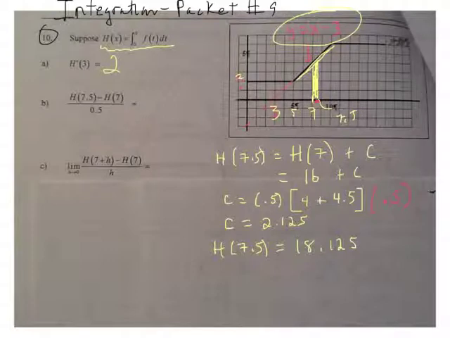So our value of h of 7.5 would be 18.125. Okay? Now the number up here says we're going to take h of 7.5, which I just established is 18.125, minus h of 7, which you can figure out is 16, and we're going to divide all that by 0.5. And if I have done that correctly, I believe it's 4.25.